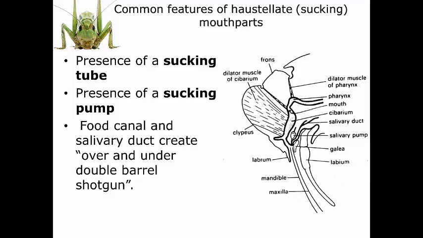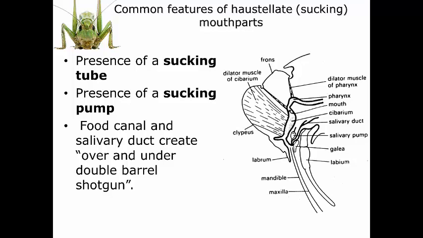This will often mean that there has to be more room in the area of that head capsule. So you get a large lump or a larger different form of the head capsule. So it looks different from what you would see in an insect with chewing, mandibulate mouthpart types.